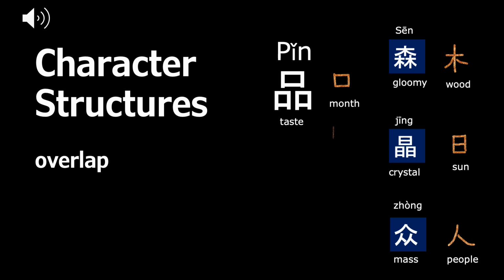The last one is overlap, or pin type of character. By putting together the 3 same radicals into a pyramid shape to give it a new meaning which is associated with origin radicals. The examples here are 品, taste, 深, gloomy, 晶, crystal, 重.